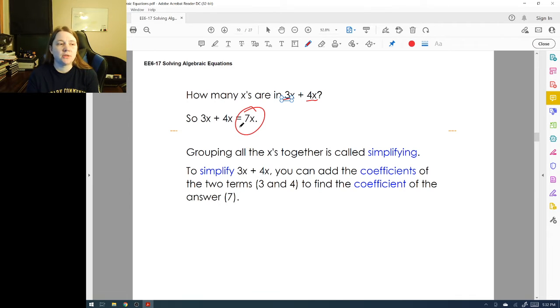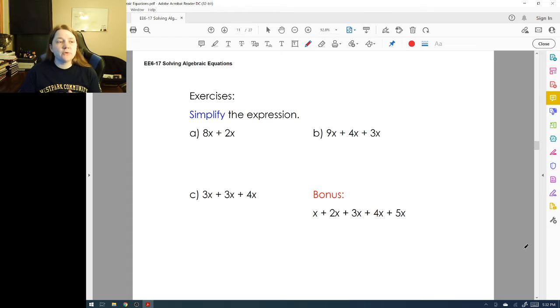To simplify 3x plus 4x, you can add the coefficients, the numbers attached to the variable, to find the coefficient of the answer. Go ahead and try to simplify these on your own, and then we'll talk about it. 8x plus 2x is 10x.